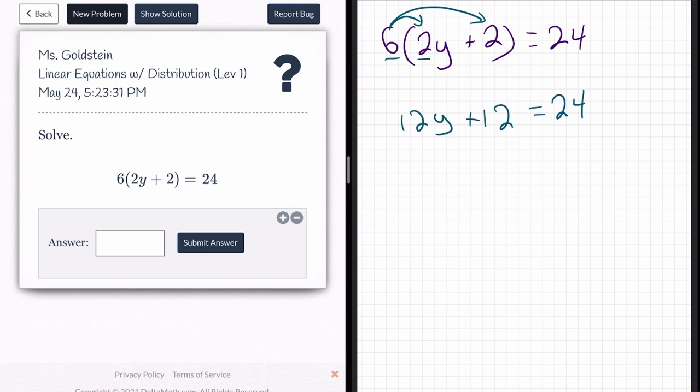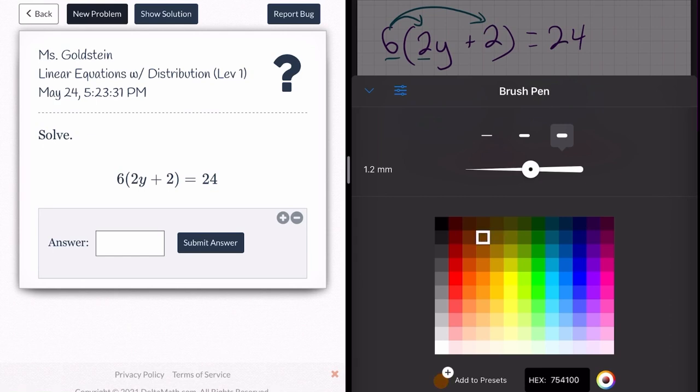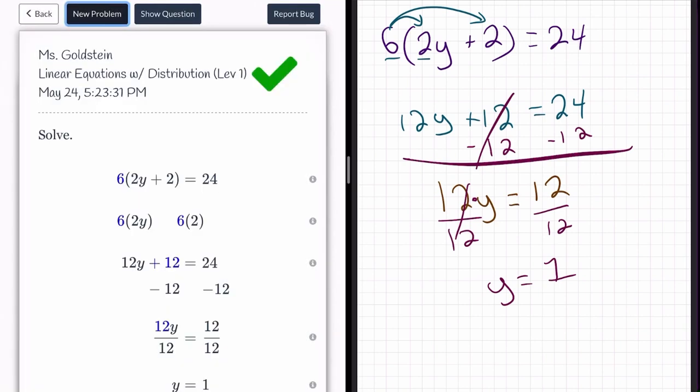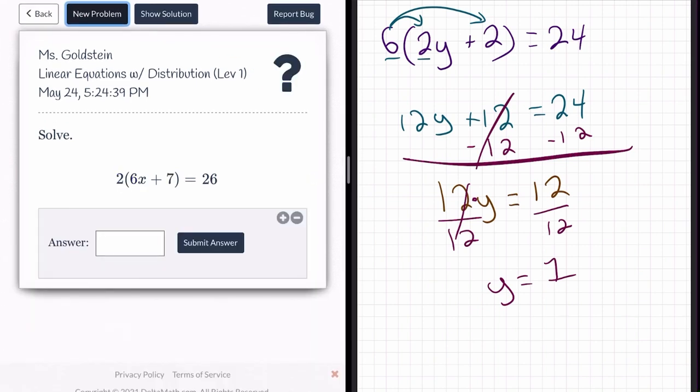Next, what I want to do is get y by itself. This plus 12 is further away, so I do the opposite of plus 12, which is minus 12. Cancel out your opposites. Bring down what you didn't touch, which is 12y equals, and then I do 24 minus 12, which is again 12. My final step is my 12 times y. The opposite of times 12 is divided by 12. Cancel those out. 12 divided by itself is 1. Submit that. Yes. And there you go. So these are all very similar. You're just going to do 3 of these.